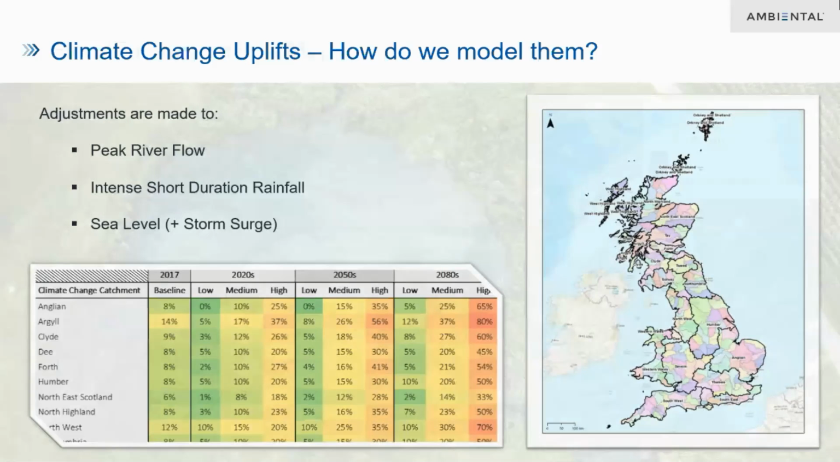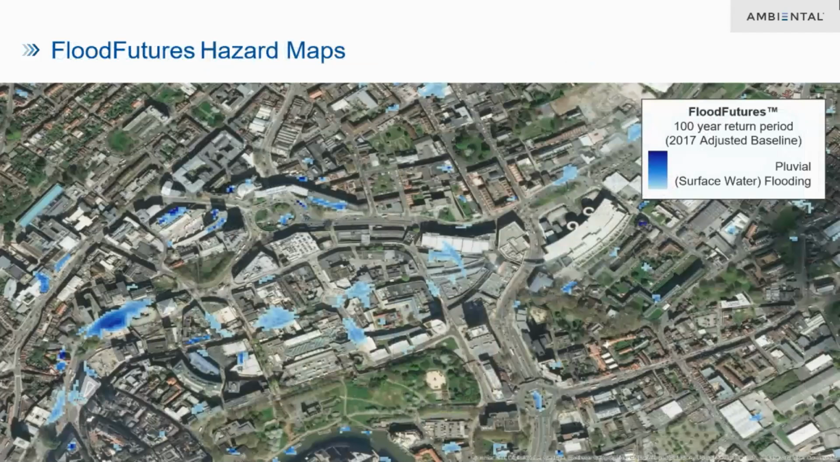If I go to the next slide, I've got quite a lot of images here, which is better to illustrate this. This is an aerial photograph of Bristol. What we're looking at now is the FloodFutures product, the 1 in 100 year return period at the baseline.